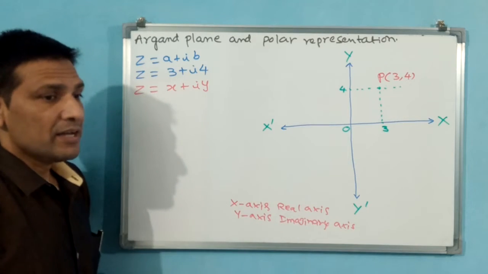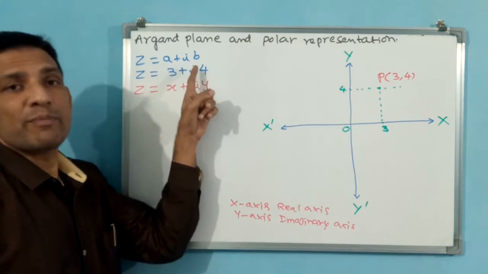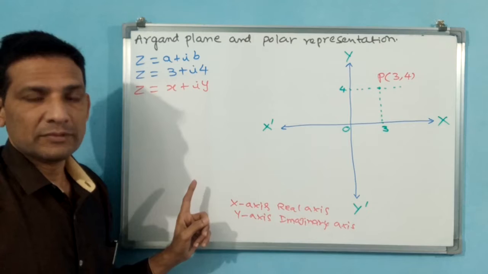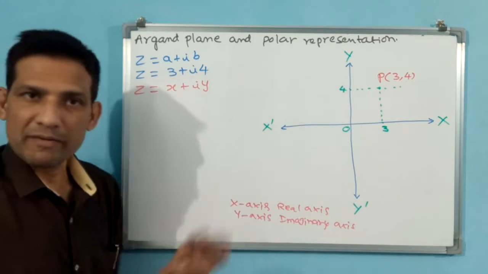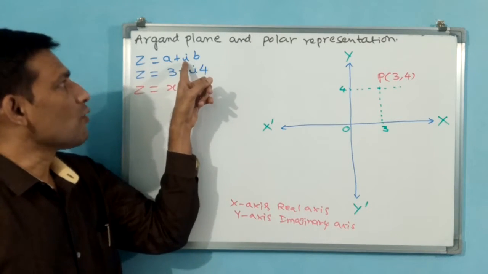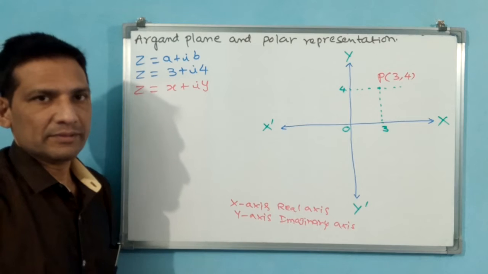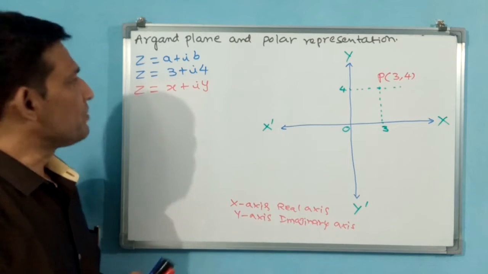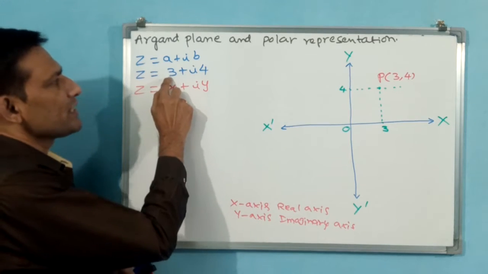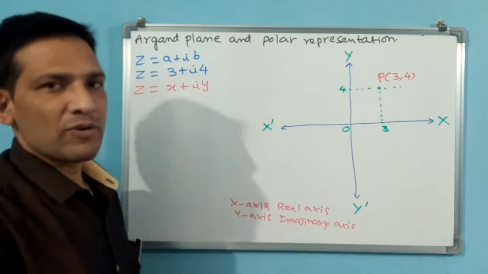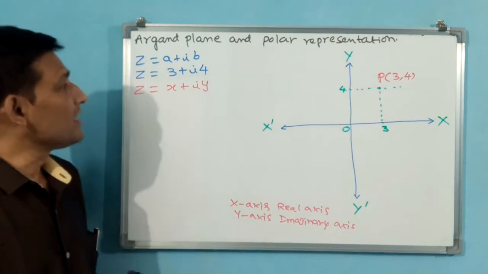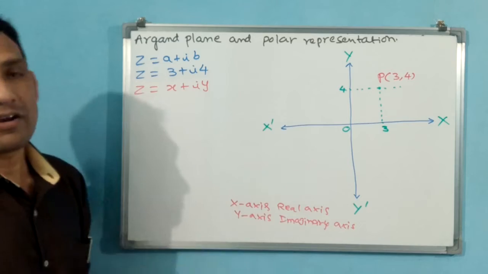But here it is a little bit tricky. The imaginary part has also come. That is why these are special types of planes, because here we are omitting i. If 3 plus i4 is there, you are taking only 3 and 4, but what about i? You are not taking i. That is why we are going to call this an Argand plane.